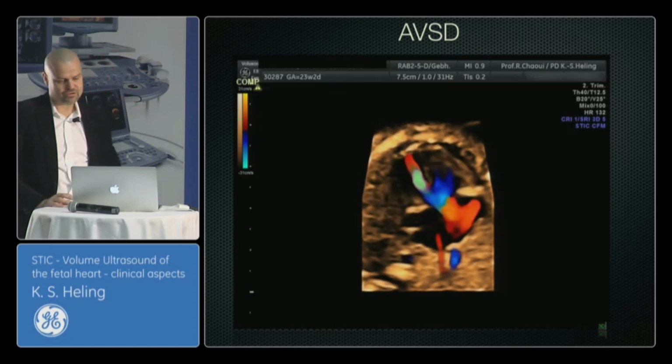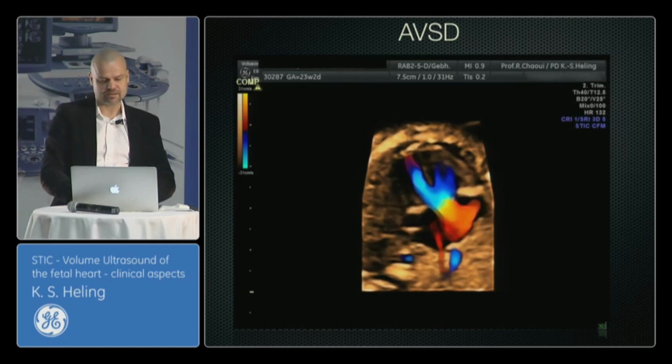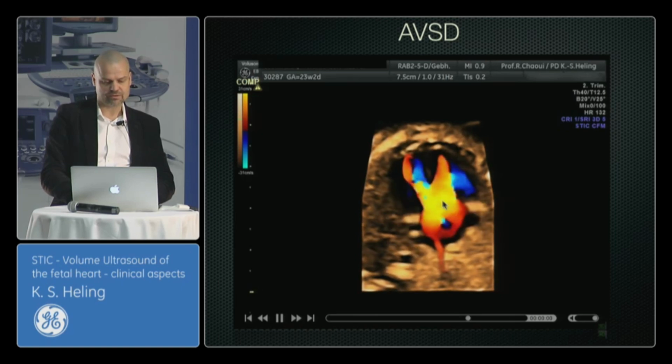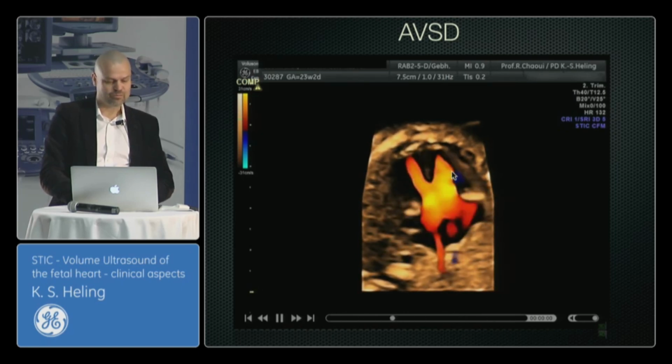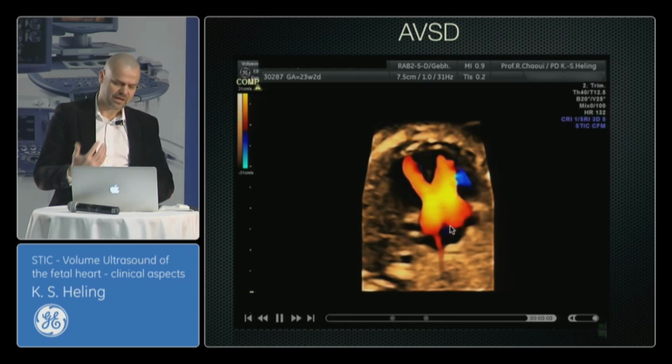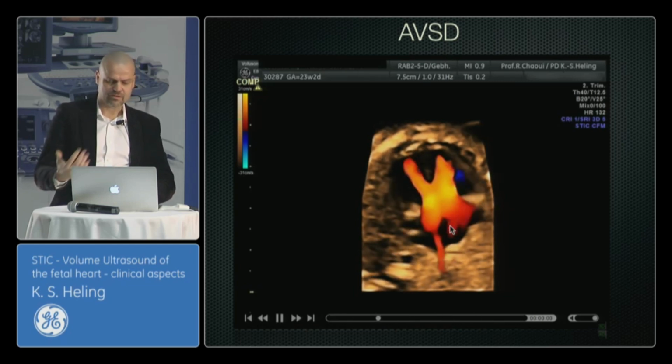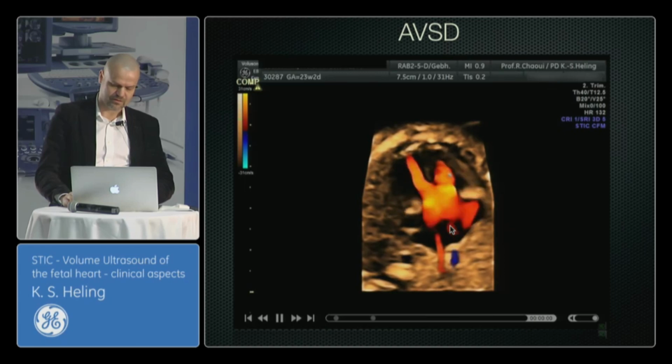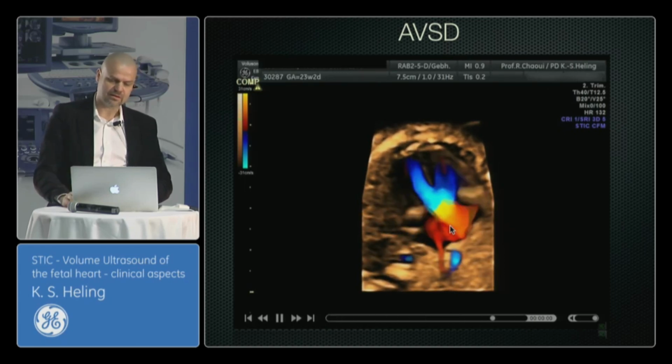And this is a combination of an AVSD with color Doppler, and you see the so-called H form of the diastolic filling. Both ventricles are getting the blood. You see the AVSD here, and we are not able to demonstrate the insufficiency because of technical artifacts, but the H form is much easier to see using the STIC technology than the normal 2D scan.